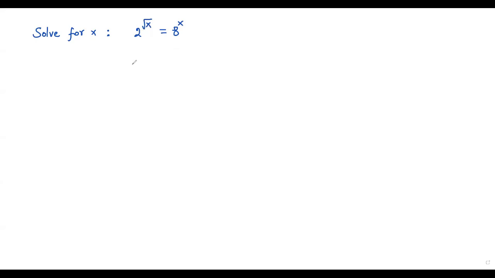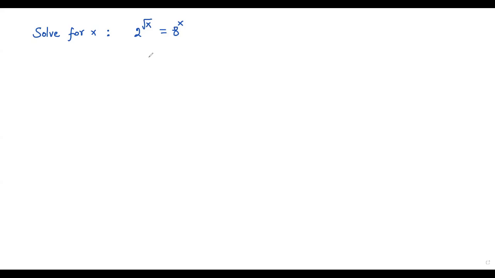have to get the same base on both sides. Once I get the same base on both sides, I can equate the exponents and I can solve for the variable. So here we have the base 2 on the left side. Here on the right side we have 8. But already we know that 8 is a power of 2. That is, we can write 8 as 2 to the third power.